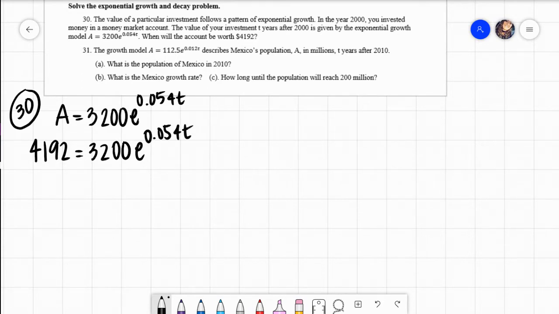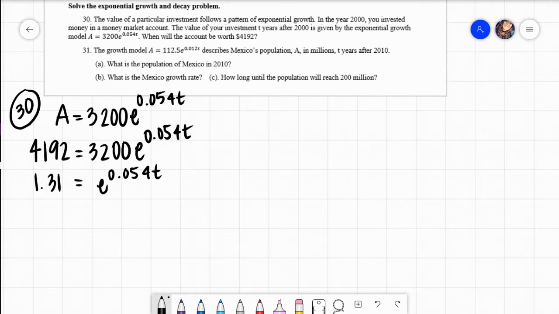Okay, so what we're going to do here, y'all, is go back to the calculator. In order to solve this, we need it as just the base to the exponent power. We want the coefficient to be 1, and if you look on the right-hand side, my coefficient is 3,200. So what I need to do is divide both sides by 3,200. What I get on the left-hand side when I do that division is 1.31, and on the right I get my e to the 0.054t.